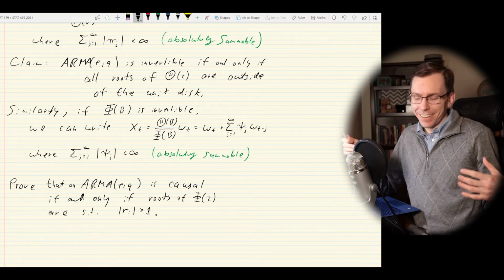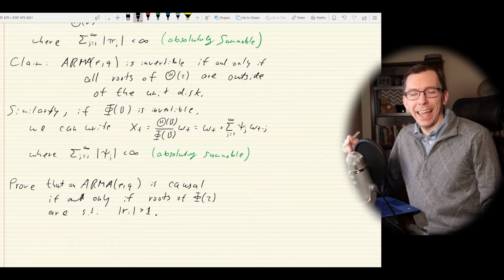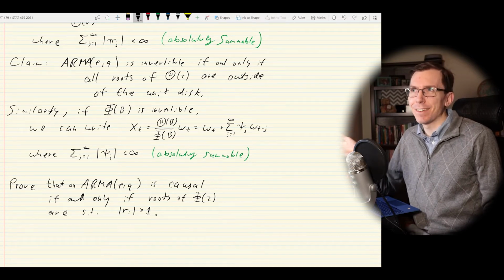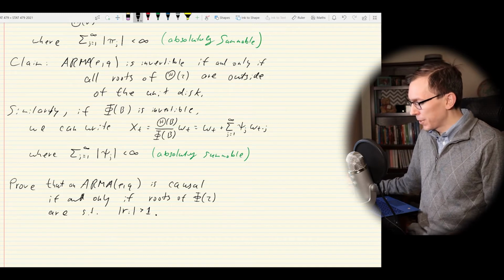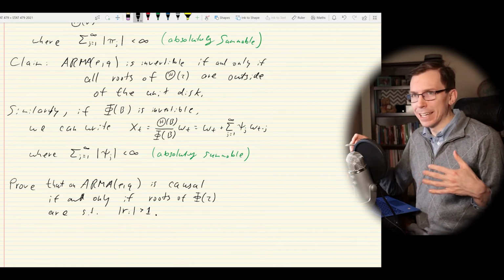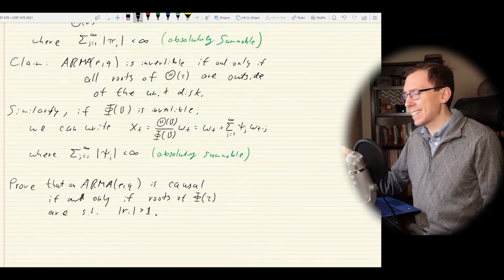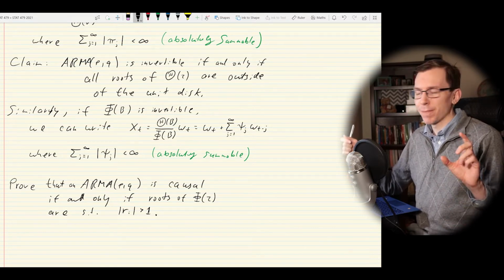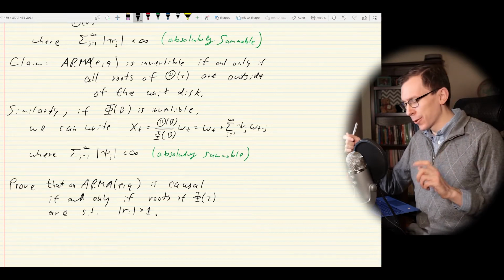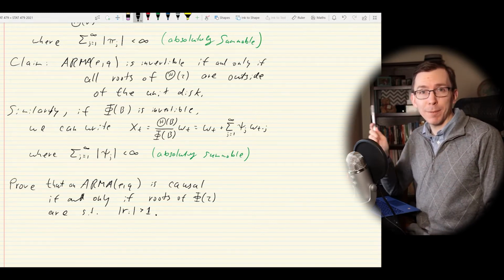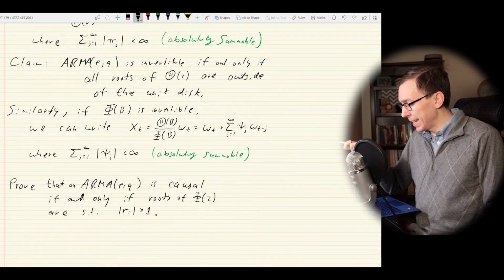But that's the idea. We're going to try to show this rigorously, rather than me just hand waving and saying, yeah, I can divide by phi, and then this all kind of makes sense. So we're going to do this for causality, and if you wanted to show this for invertibility, it's going to be more or less the exact same argument, just swapping phi for theta and the word causal for invertible. But we're going to take a quick break, and when we get back, we are going to prove that claim.